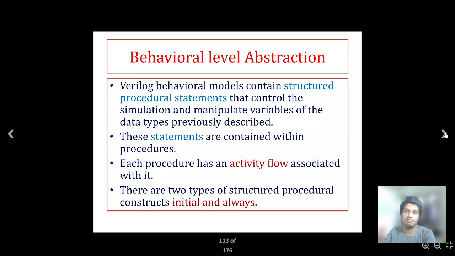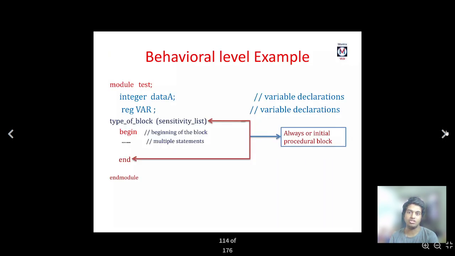Behavior level abstraction. Verilog models contain structured procedural statements that can control the simulation and manipulation of variables of the data types previously described. These statements are contained within procedures. Each procedure has an activity flow associated with it. There are two types of structured procedural constructs, initial and always.